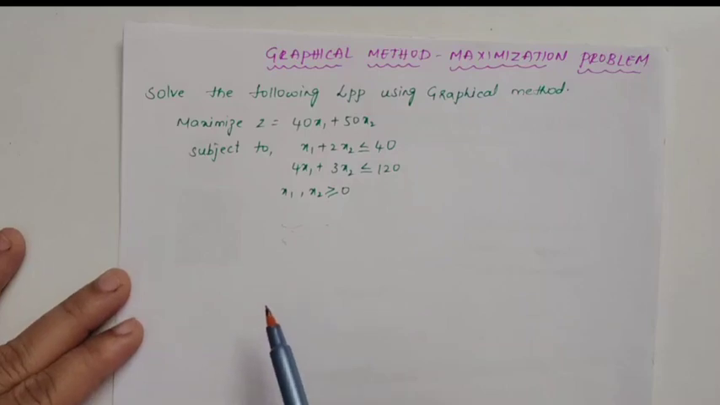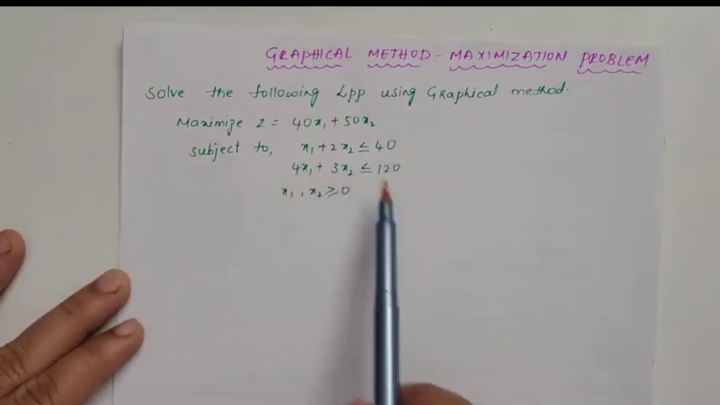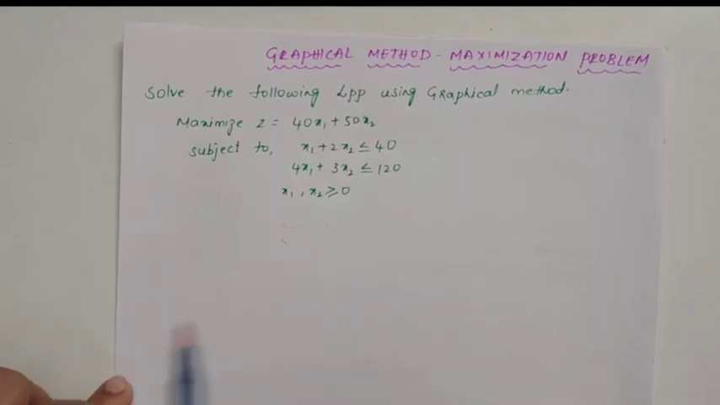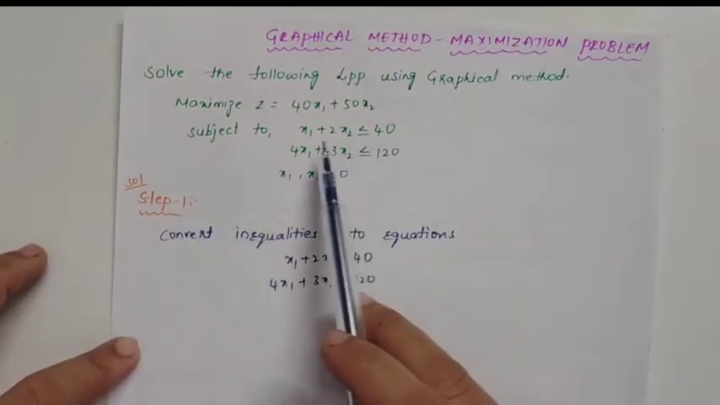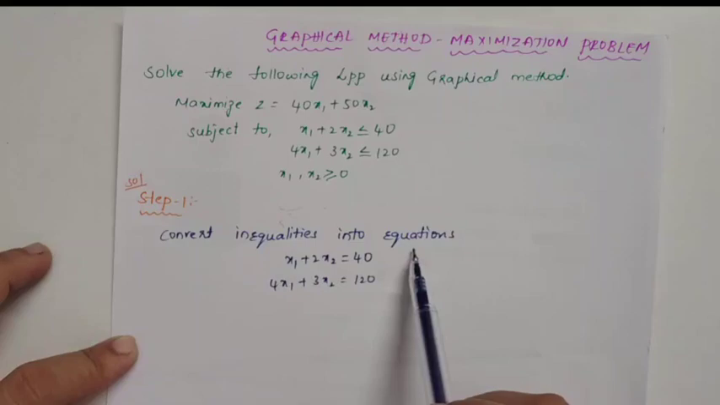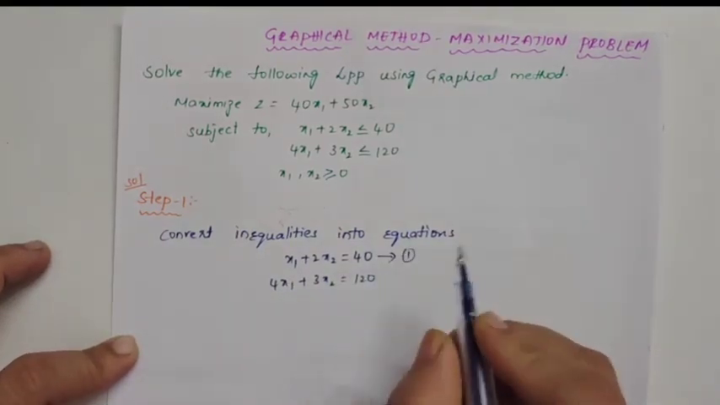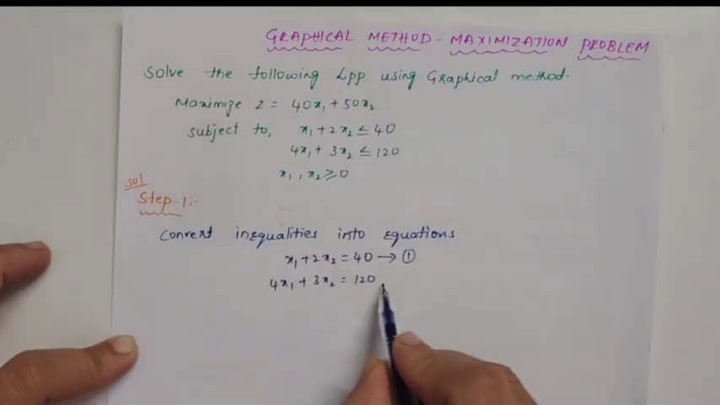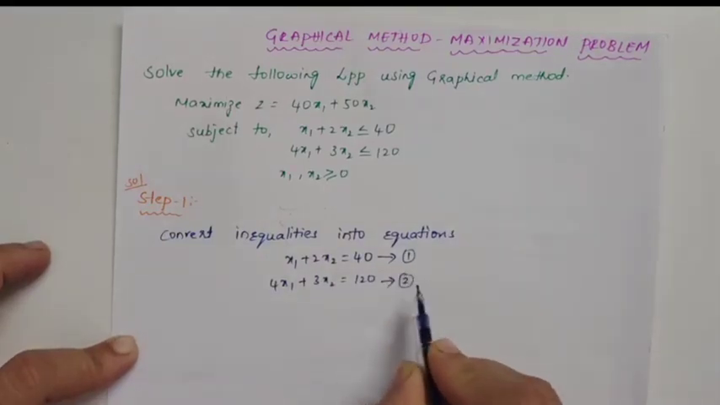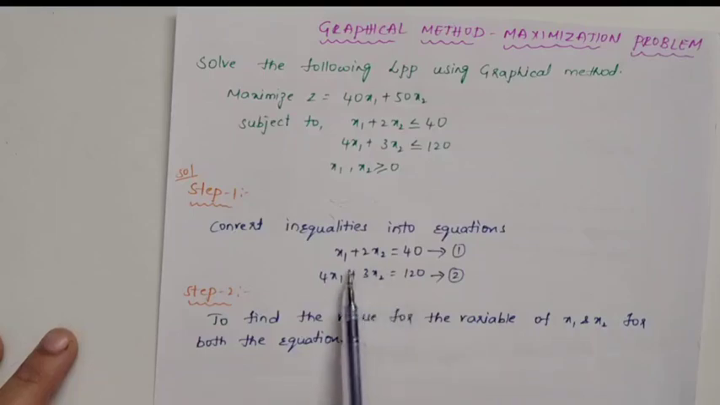Let's move to step 1. Let's convert the given inequalities into equations. These are our constraints that are given. We have converted them into the equations x1 + 2x2 = 40, which we will call equation 1, and 4x1 + 3x2 = 120, which is equation 2. We will find the values of the variables by placing x1 = 0 to find x2, and then x2 = 0 to find x1, to get the coordinates to draw the graph.